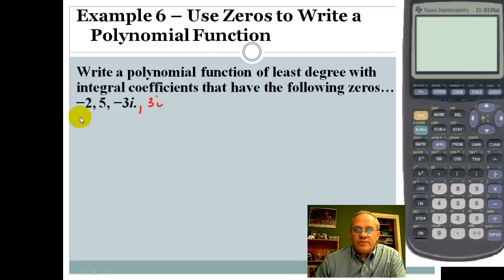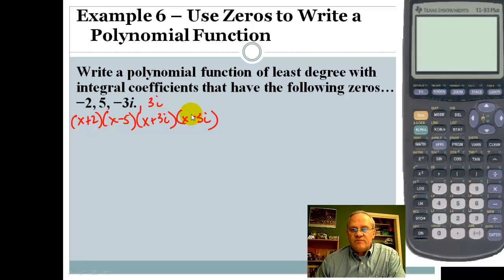Okay, so let's write the factors that they come from. It's going to be x plus 2, x minus 5, then it's x minus a negative, so that's going to make this x plus 3i and x minus 3i. Because we just follow the same pattern. Remember, we change the sign here, change the sign to be plus, change the sign to be negative. And now we're going to multiply them together.